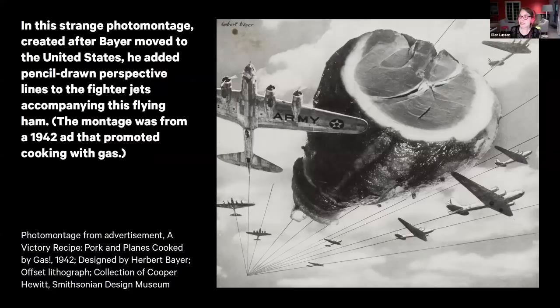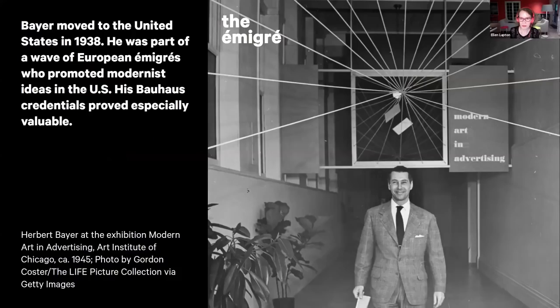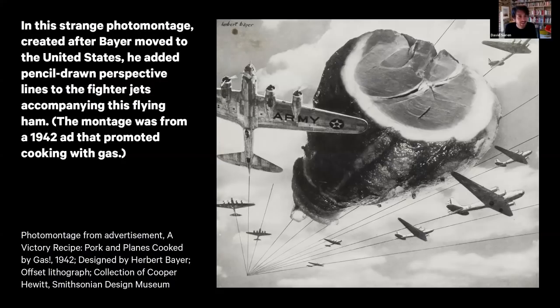And when he moved to the US, he applied these techniques to ads and political posters and stuff in America as well. This is a crazy picture of a ham with Allied bombers. Whole story behind that. What is it for? Is it like... I have researched this piece.